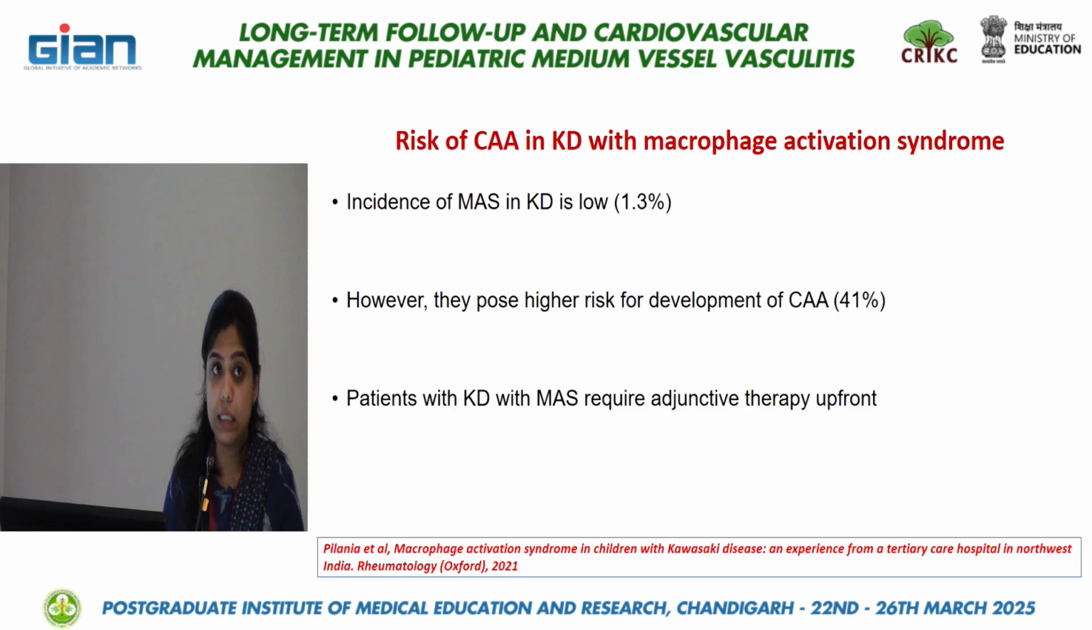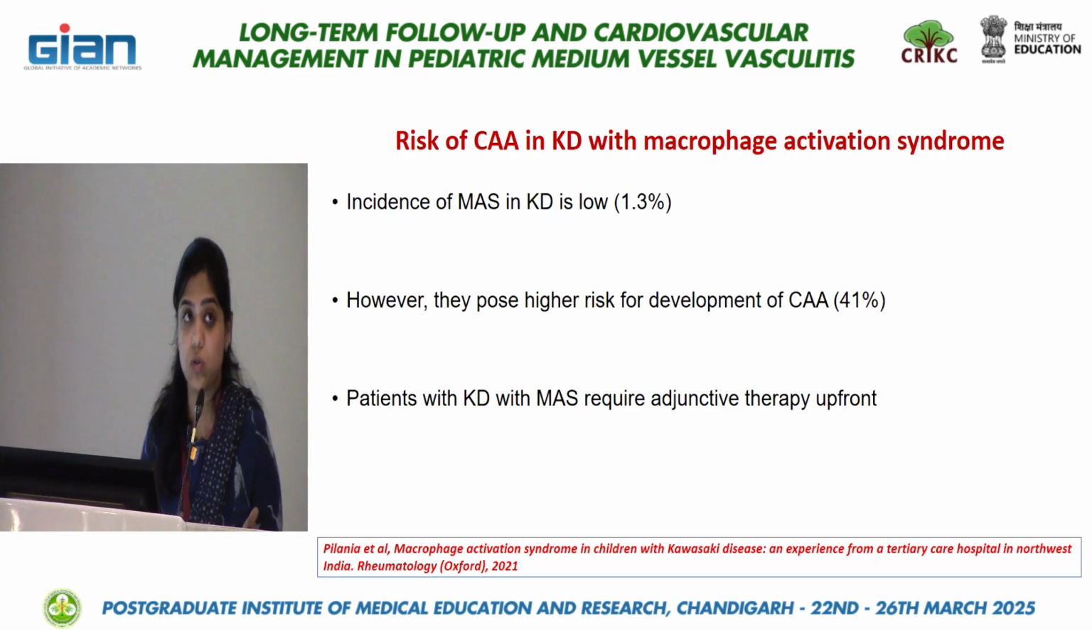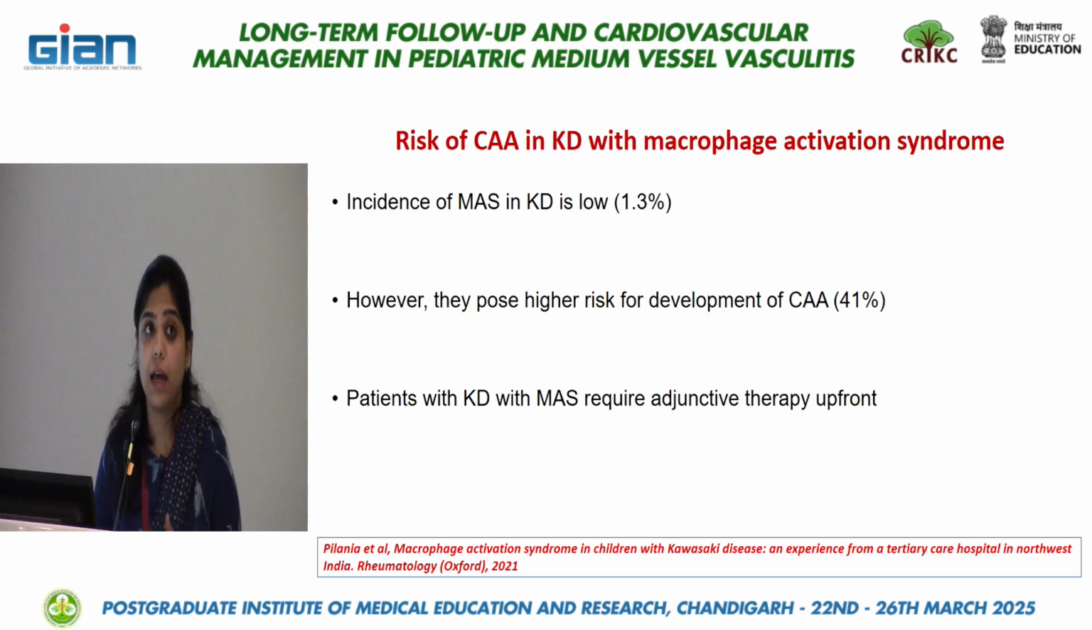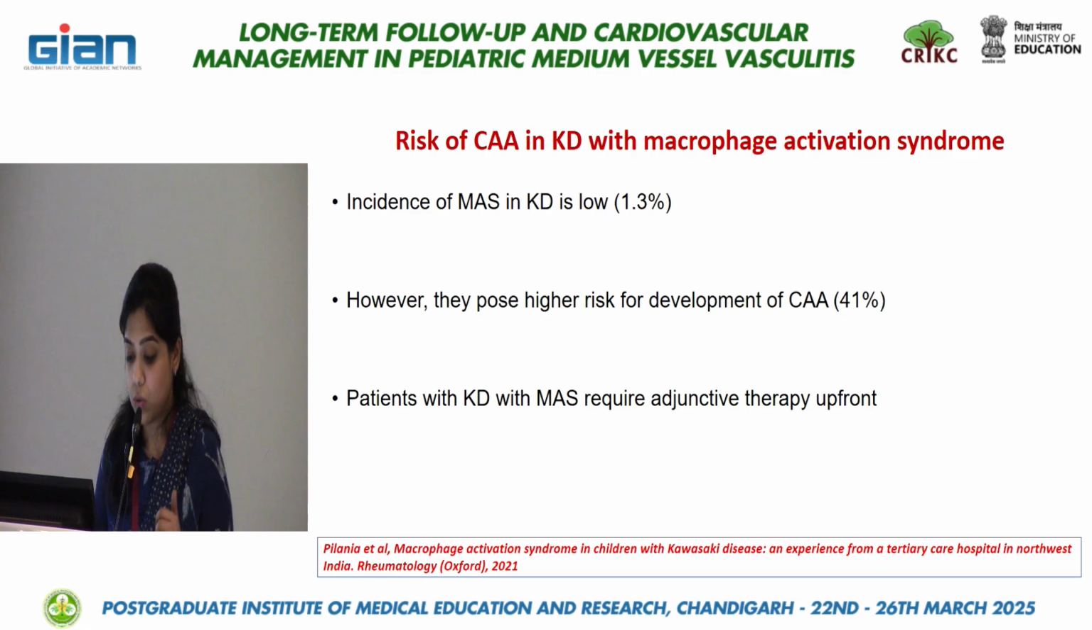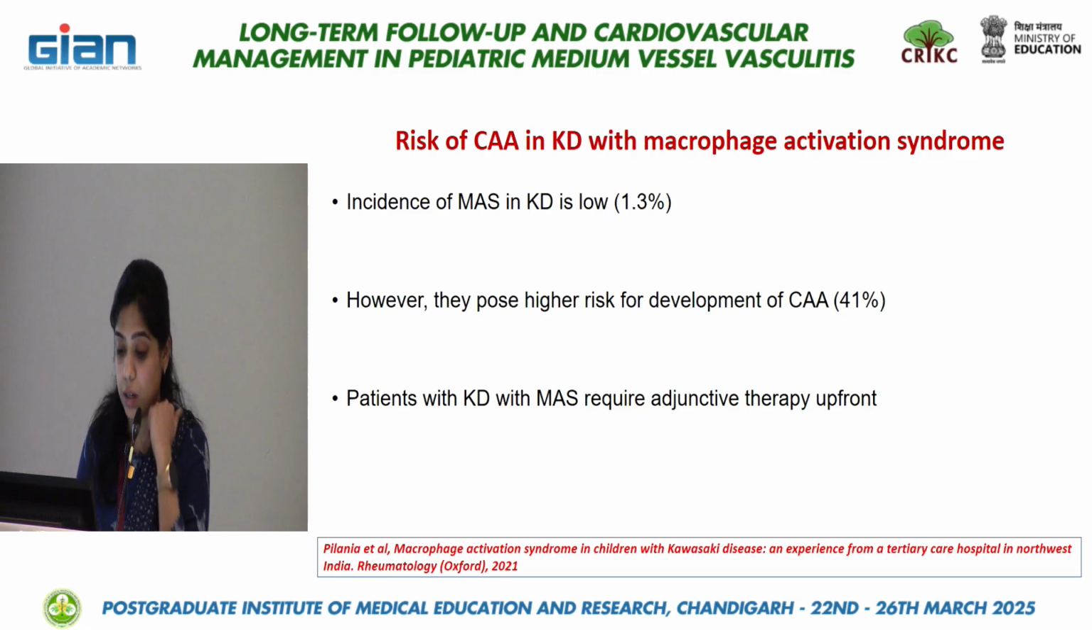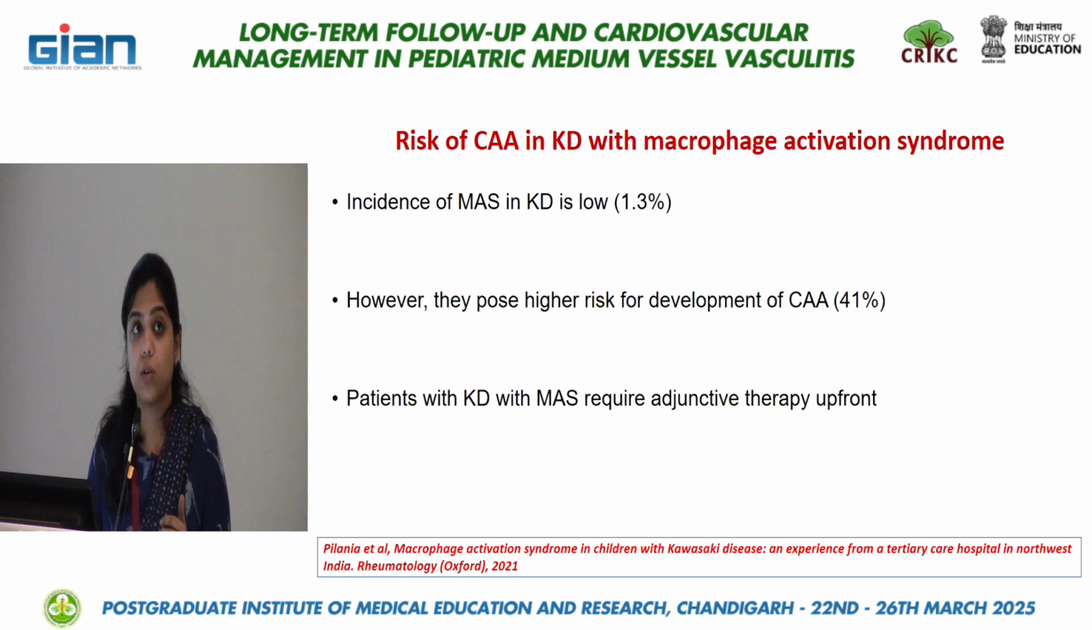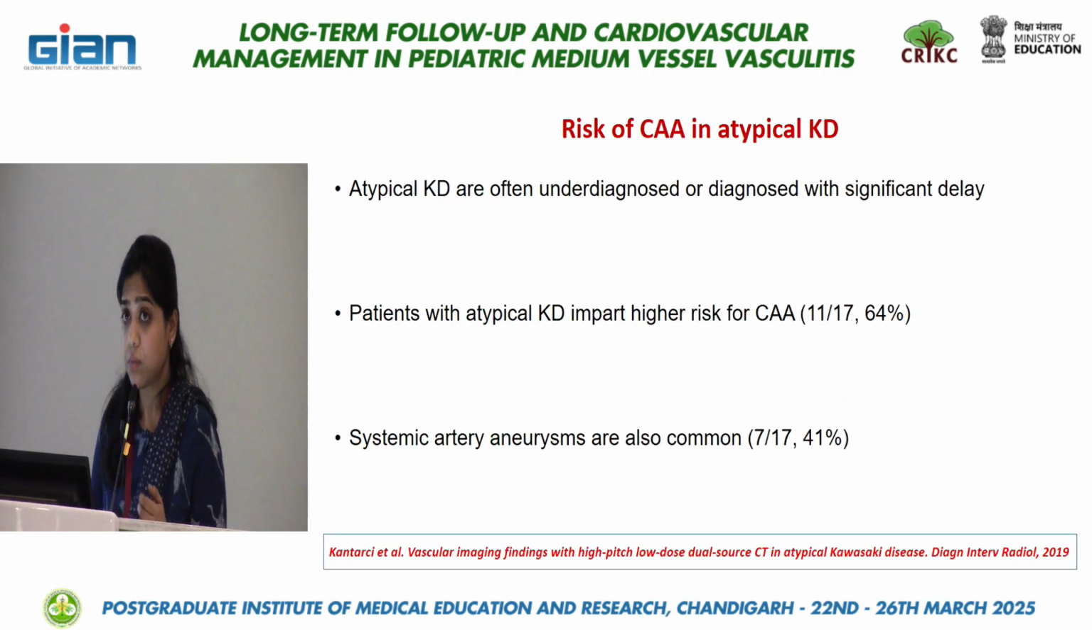So coming to the other risk factors apart from the IVIG resistance and CAA, macrophage activation syndrome is also a risk factor for development of CAA and having a severe disease. So a study from our unit only by Dr. Rakesh, they have mentioned that the CAA in the group with macrophage activation syndrome is almost around 41%.